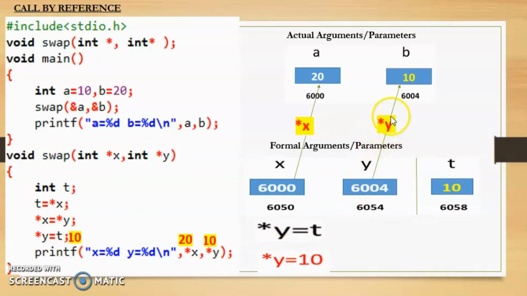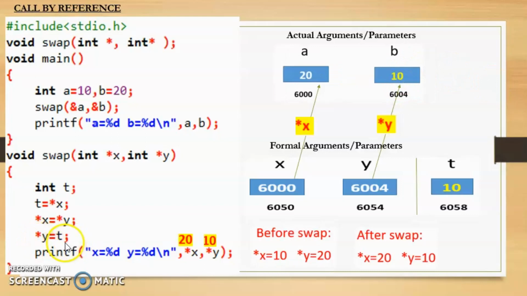Now pointer y will give us the value at the address of B. So B value will change to 10. Initially it was 20, now it has changed to 10. So after this statement, we can see that the pointer x and pointer y values have been interchanged.